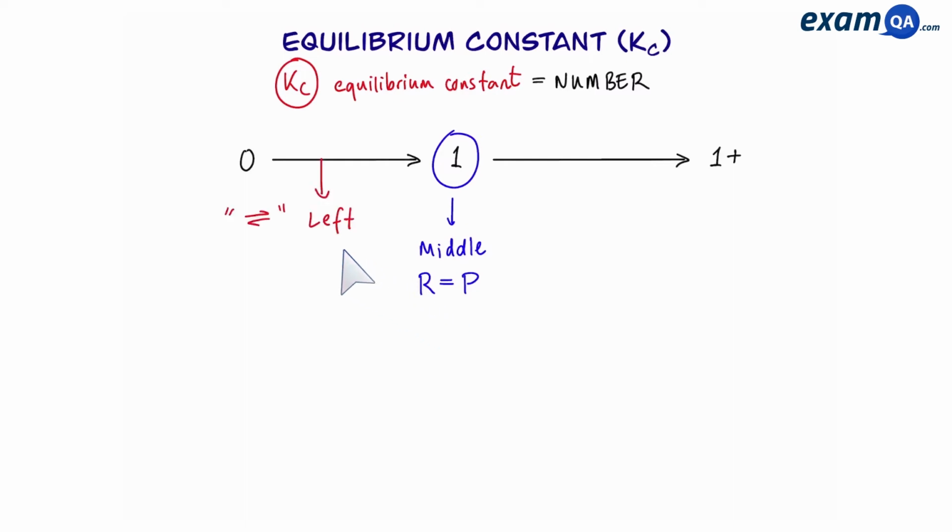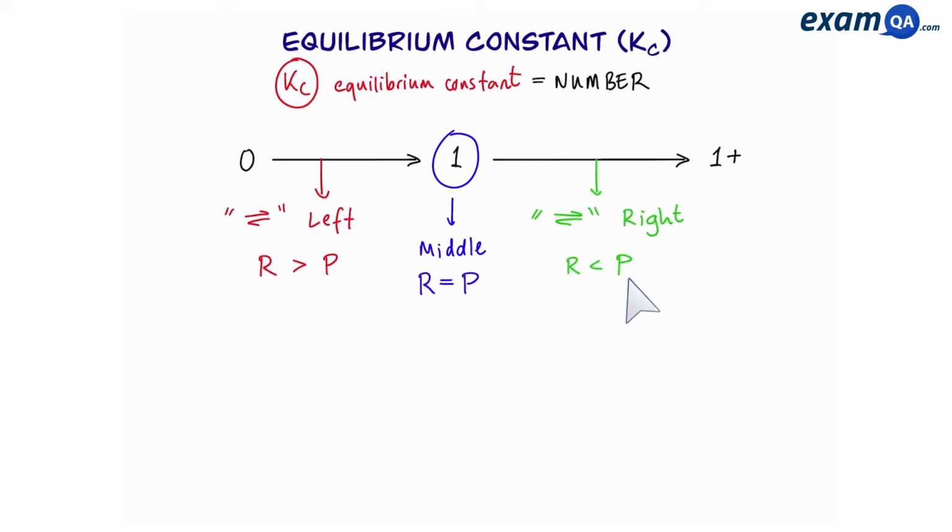However, if the number is less than 1 but greater than 0, then that means the position of the equilibrium will be towards the left. So the amount of reactants will be greater than the amount of products. And finally, if it's on this side, greater than 1, that means the position of the equilibrium is towards the right. In other words, the amount of reactants is less than the amount of products.